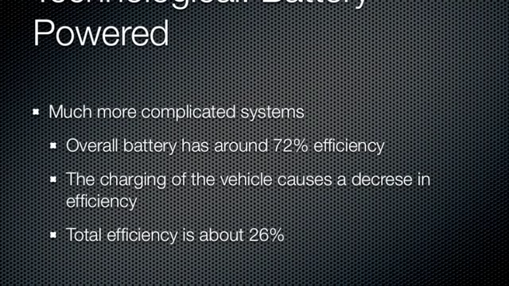And then the third one is the battery-powered car, and it has a much more complicated system. The overall battery has around a 72% efficiency. However, the charging of the vehicle causes a decrease in efficiency, which brings the total efficiency to about 26%, which is not much higher than a gasoline-powered car.